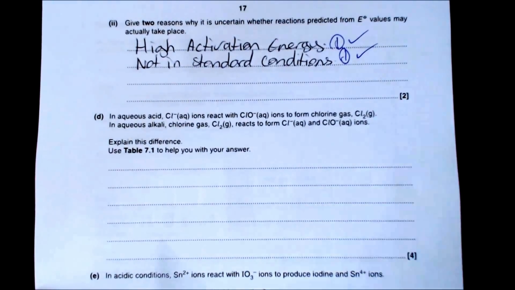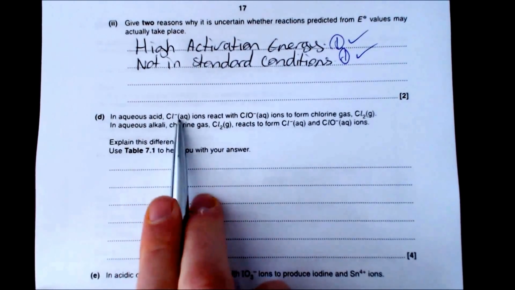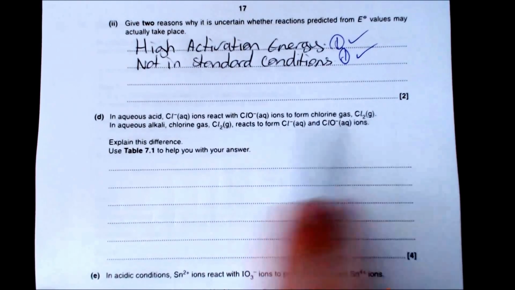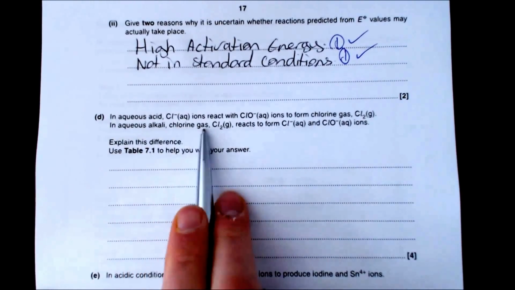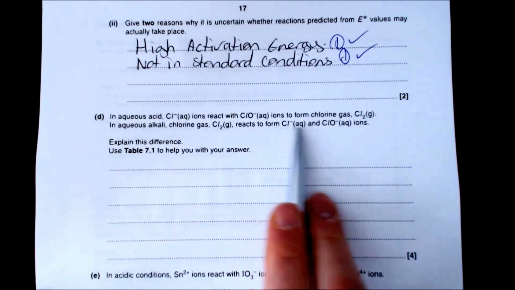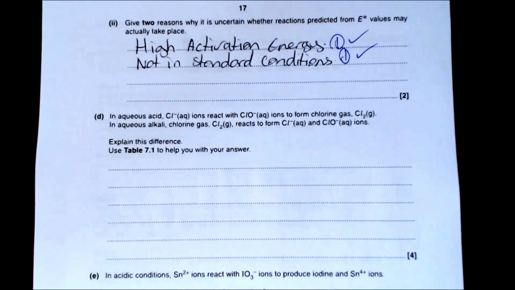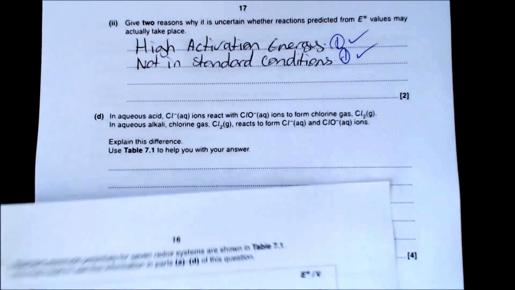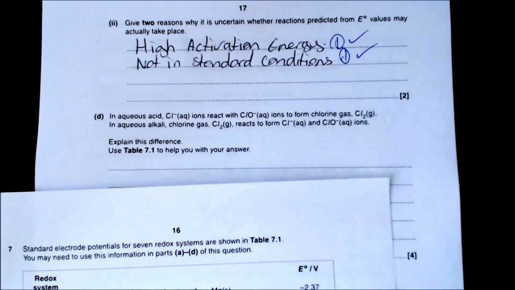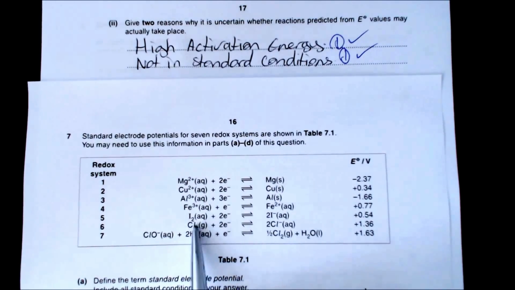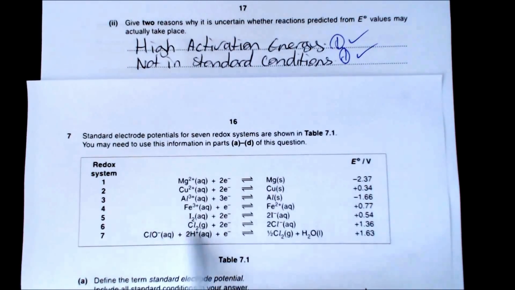And then D says in aqueous acid, Cl minus aqueous ions react with ClO minus ions to form chlorine gas Cl2, and in aqueous alkali, chlorine gas Cl2 reacts to form Cl minus and ClO minus ions. Explain this difference. Use table 7.1 to help you with your answer. Right. So this is a pretty tricky question. So we are looking at the Cl2 and ClO minus. So we're looking for this one here. There's the Cl2 reaction with the Cl minus, and there's the ClO minus reaction.